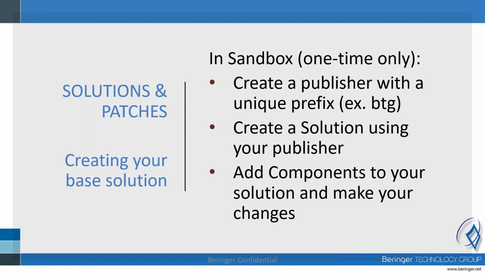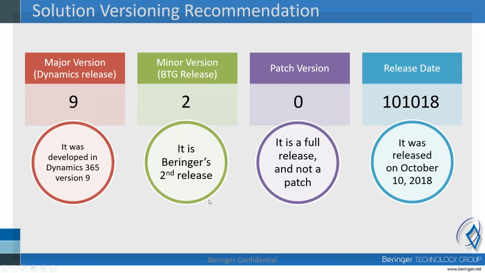Then the first time you would create a solution using your publisher, and you would add components to that solution and make your changes, and then deploy them to either UAT or production. When you create these solutions, you actually assign it a version number. And this is just our recommendation for versioning. This is what we use here.